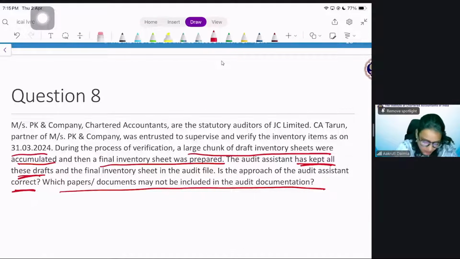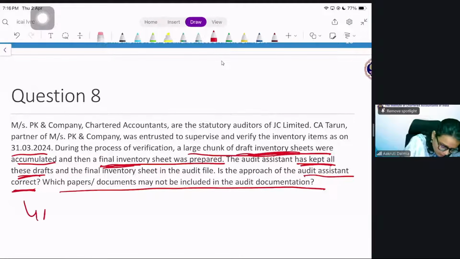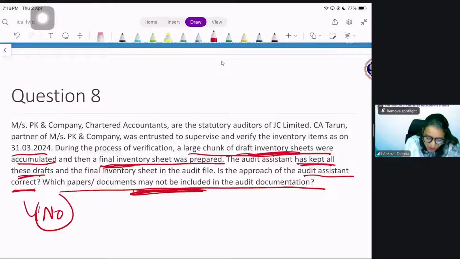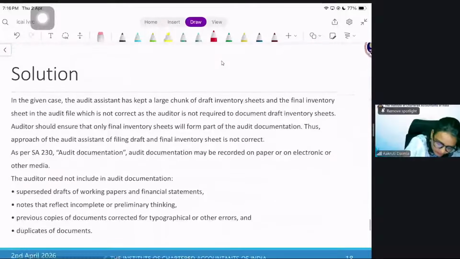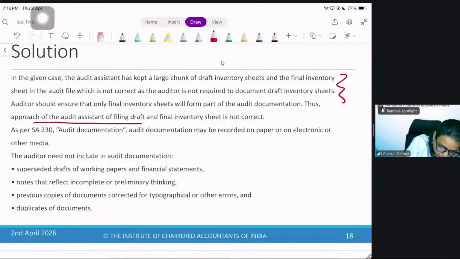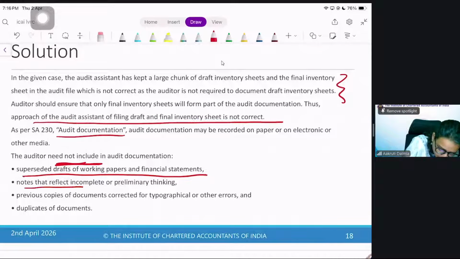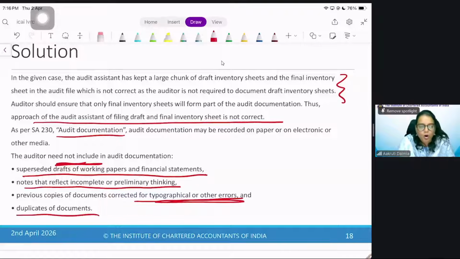So question number 8 was that the assistant has kept all the draft sheets also and the final sheet also. Is the approach of audit assistant correct? No, we have studied this many times. What papers cannot be included? Again, it is the same thing, superseded drafts. All the same points will be there. So this you have to mention. Thus, the approach of audit assistant is not correct. As per SA 230, you need not include superseded drafts or working papers, notes that reflect incomplete or preliminary thinking, previous copies of documents corrected for any typographical or other errors, duplicates. All these need not be kept in the record. Finished.